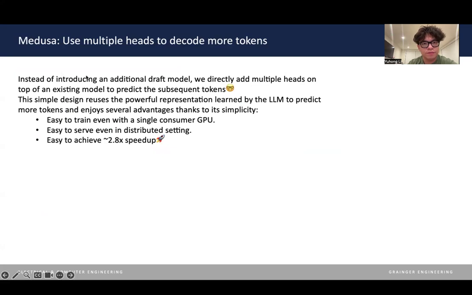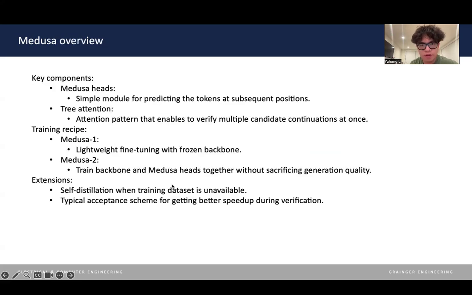And for Medusa, instead of introducing an additional draft model, we directly add multiple heads on top of the existing model to predict subsequent tokens. There are some benefits of Medusa. The key components are what Medusa has, and we'll introduce tree attention, the training recipe, and extensions.